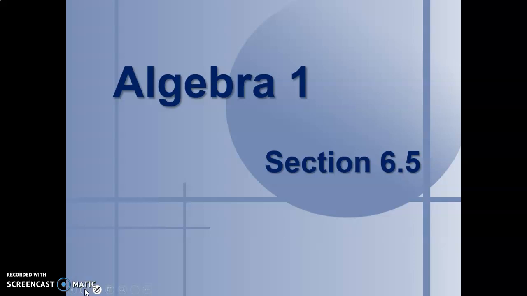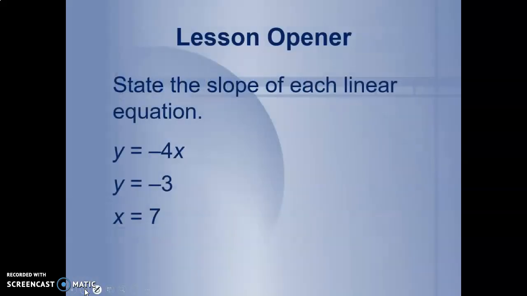Today we are going to talk about parallel and perpendicular lines when we are talking about slope and linear equations. For a quick lesson opener, let's take a look at these and state the slope of each linear equation. So for y equals negative 4x, hopefully you picked out very quickly the slope is negative 4.